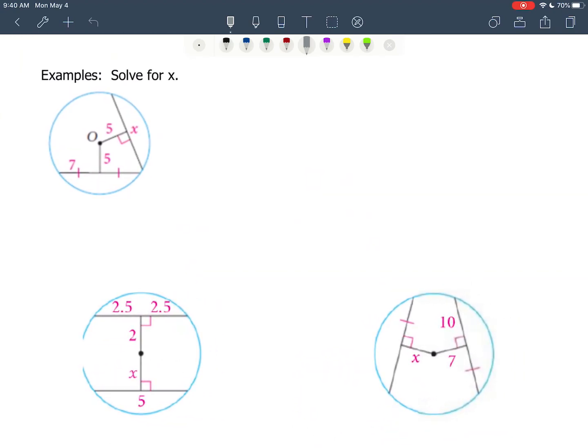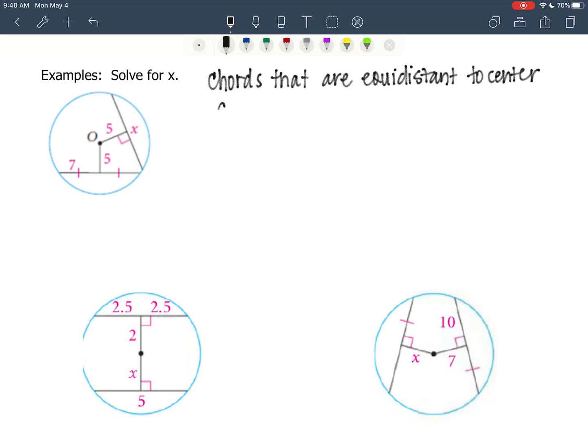So really here all we're doing is we're applying our definitions and our theorems, and we're solving for our unknown values. In this case we've got x. So I've got a situation here. Chords that are equidistant to the center are congruent to each other. So that's going to come in handy here.